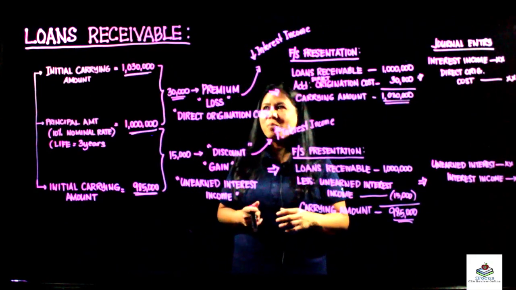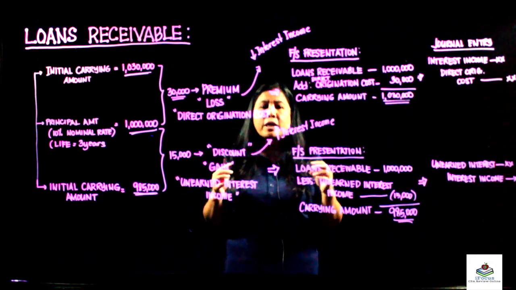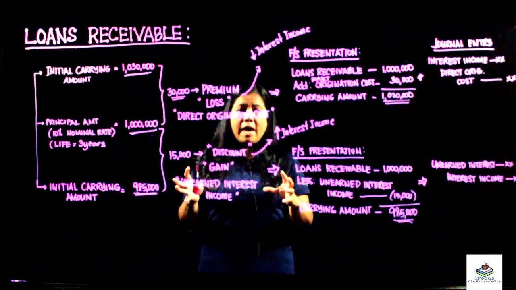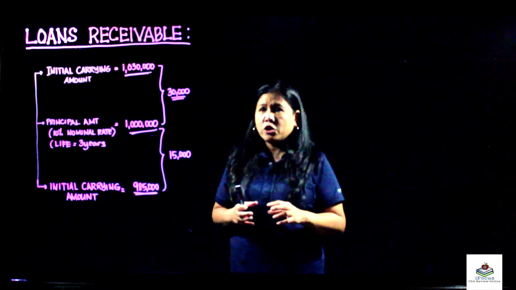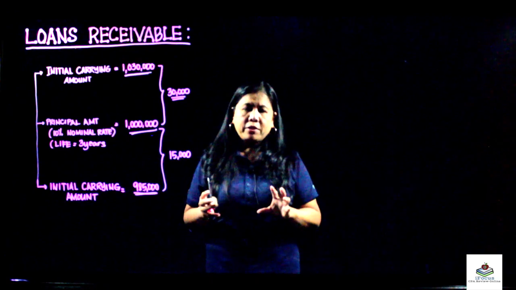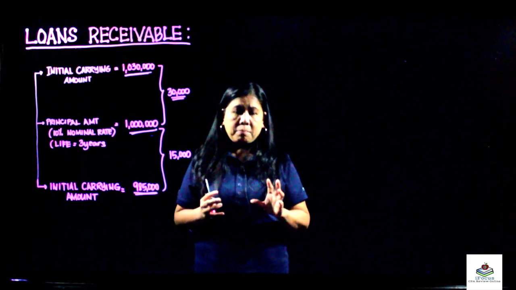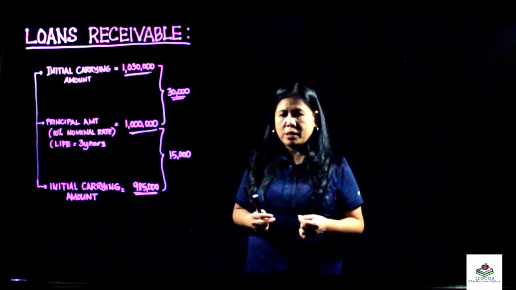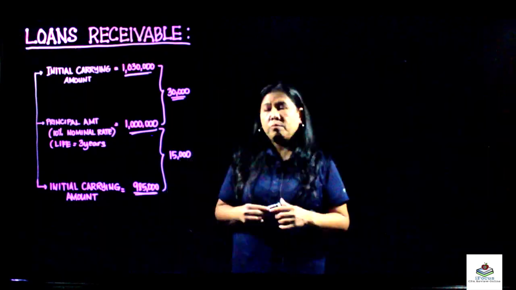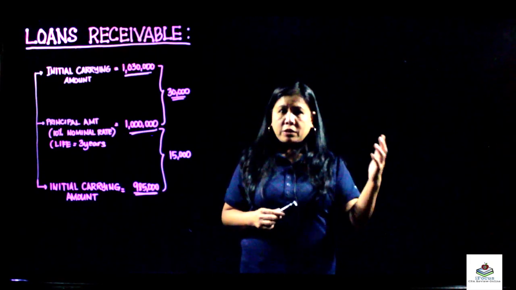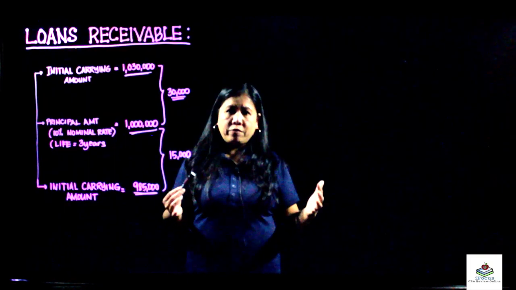And now let's talk about the computations or the calculations of the amortizations of this premium and this discount. There are three methods of amortization. We have our straight line method, our outstanding balance method, and our effective interest method. And usually we use the effective interest method on loans receivable amortization. But we will discuss the straight line method and effective interest method in a separate video.